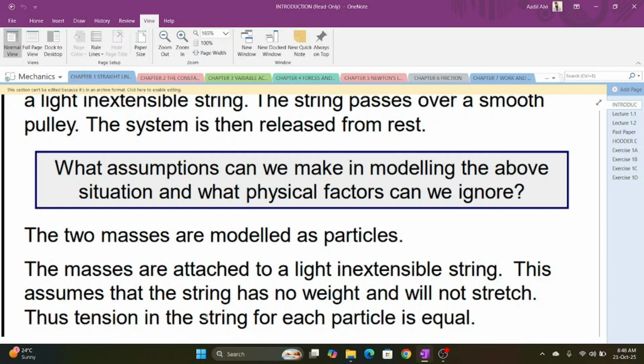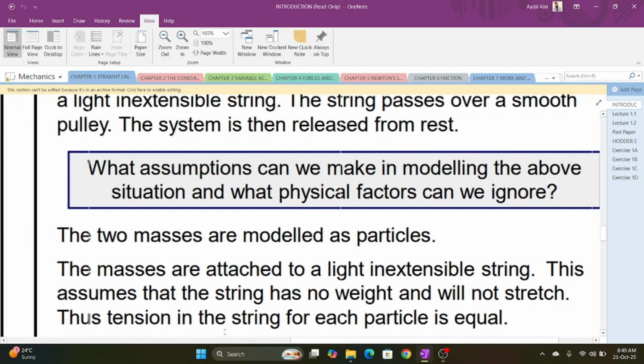Now, because we have assumed that the string is light and inextensible, we can safely say that the tension in the string is equal and it is the same throughout the length of the string. So what does that mean? That on every part of the string there will be equal tension. That will make our calculation easier.